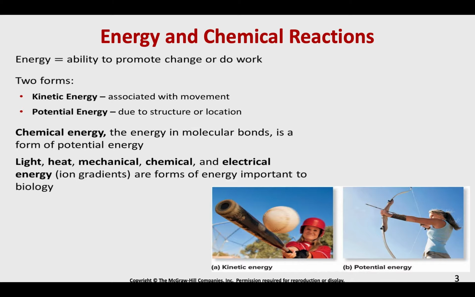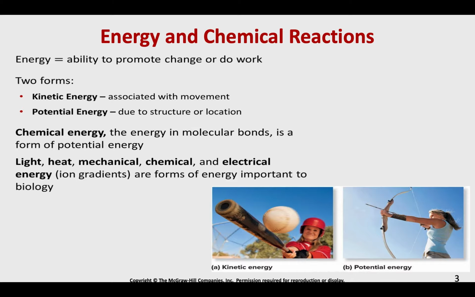That's either due to the structure or the location of, could be molecular bonds. It could be the location of the arrow within the bow here. In this snapshot in time, she's just holding it still. No movement is happening, but it has the potential to have a lot of energy once she lets go of that bow. Now, a big one that we're going to be talking about is chemical energy. This is the energy that is stored in molecular bonds, particularly covalent bonds. It's a form of potential energy. We're going to dive into that just a little bit further in a bit here.